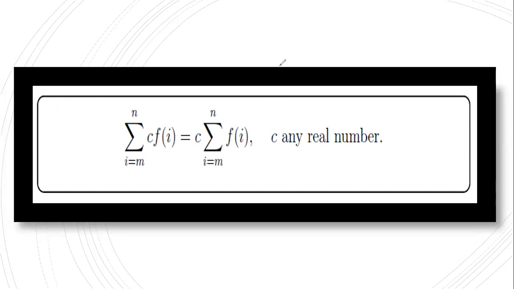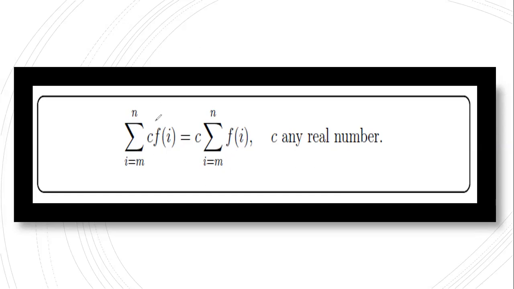The next is the summation of c times f of i, where i ranges from m to n, is equal to c times the summation of f of i, where i ranges from m until n, where c is any real number. As you observe, if you have something like this, you can set aside the c beside your summation. You can set aside the constant. How come that it is possible? We will be showing here why.